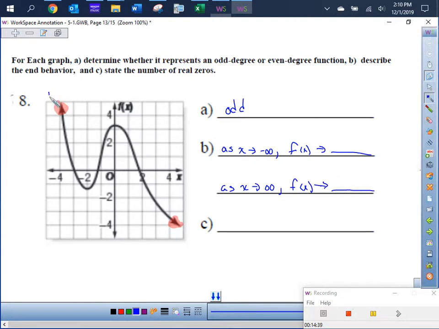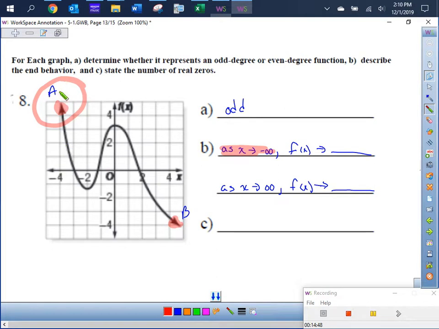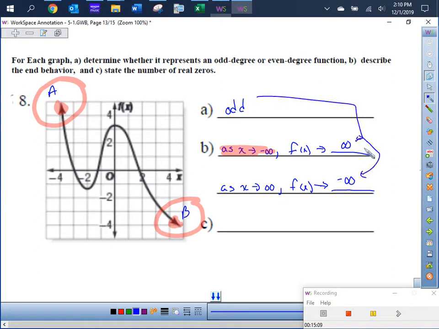So there are two ends, A and B, and if x is going to negative infinity, that is the end on the left, right? As this goes to the left, that's this guy. Where is this end going? He's going up, so that goes to positive infinity. And as x gets bigger and bigger, that's going to the right end of the graph. Where is this guy going? He's going down, so that's going down to negative infinity. And because this was odd, these ends have to go different ways. If one of them goes to positive infinity, the other one goes to negative infinity.